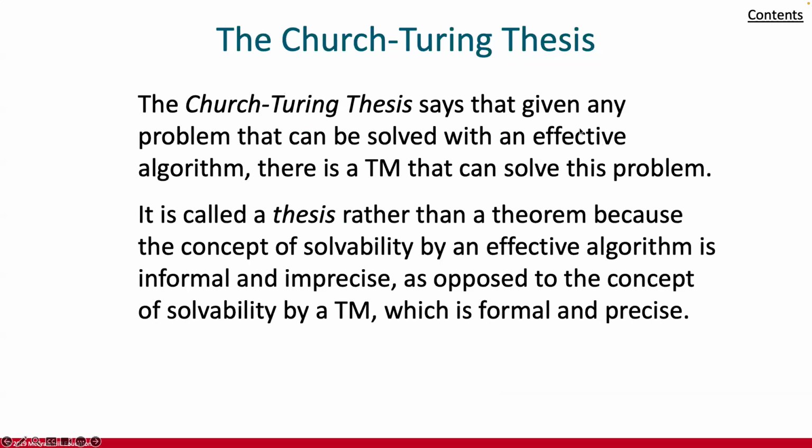The Church-Turing thesis says that given any problem that can be solved with an effective algorithm, there's a Turing machine that can solve this problem. It's called a thesis rather than a theorem because the concept of solvability by an effective algorithm is informal and imprecise, as opposed to the concept of solvability by a Turing machine, which is formal and precise.